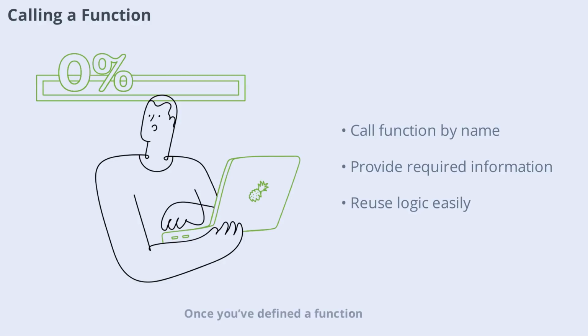Once you've defined a function, you can use it by calling its name and providing any required information. This is known as calling the function. For example, if you have a function that adds two numbers, you can call it with different numbers each time. Calling functions makes your code more organized and allows you to reuse logic easily.